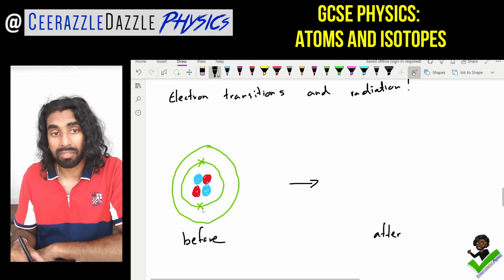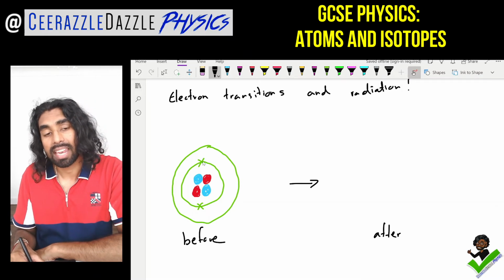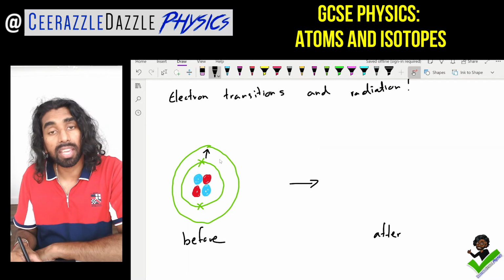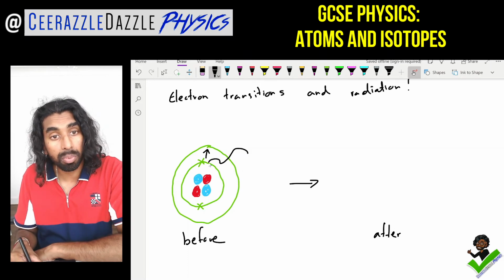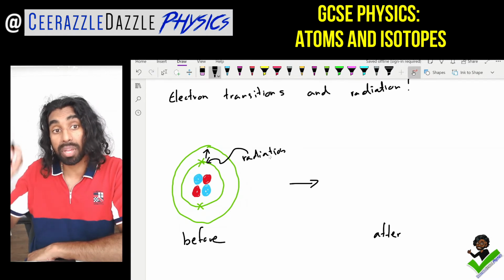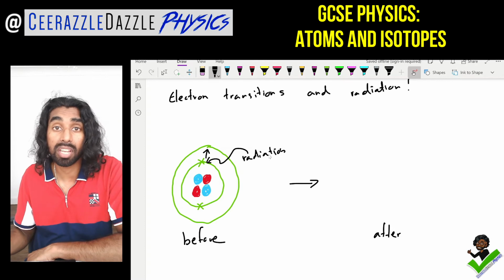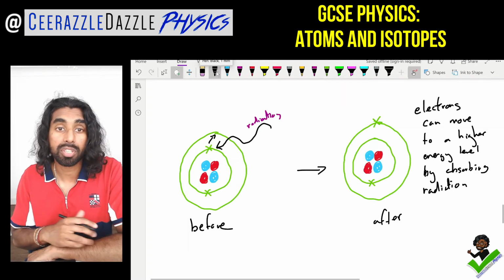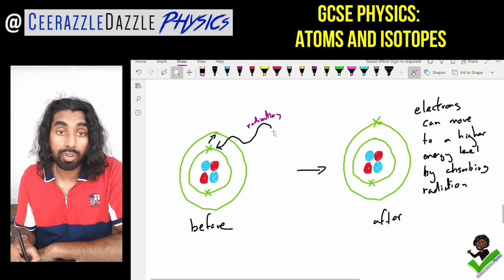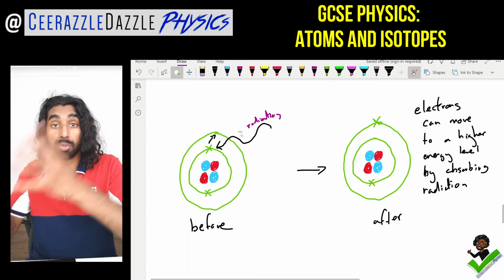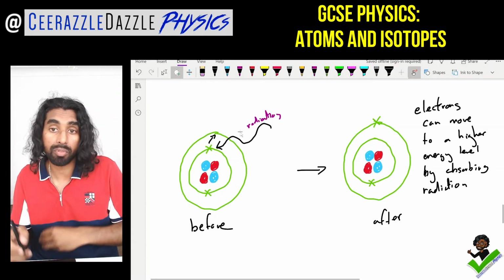So here we have helium once again, and an electron can move up to this level over here if it can absorb some radiation. So if radiation comes in, there we go, the electron can absorb it and move upwards, and it will end up looking like the following. Here we go. As you can see, the electron moves upwards because it absorbs the radiation, and therefore it can move upwards over here.